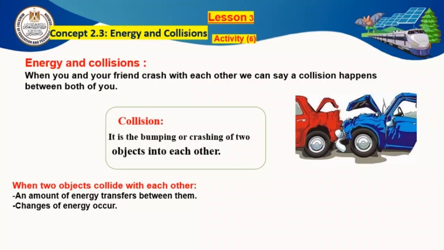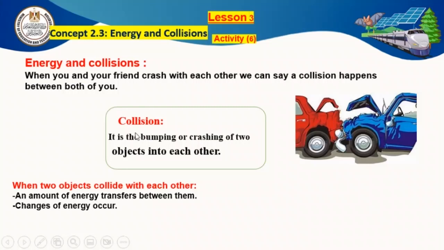When two objects crash into another object, this crash happens due to energy. For example, this car has kinetic energy and the other car also has kinetic energy. When they crash into each other, a collision happens and other energy is produced, like sound energy and heat energy. Okay, so energy and collision come together.